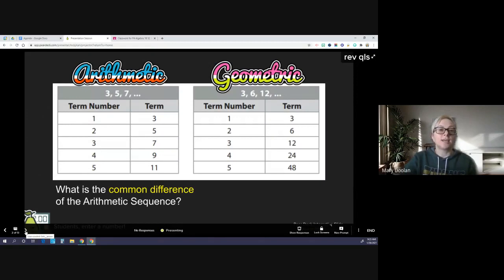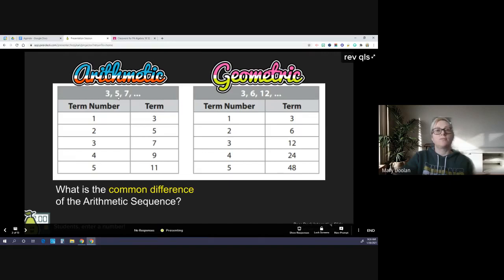This is your first interactive slide, okay? And it's just a little bit of review. So right here on the left, we have a table of values with term numbers 1 through 5, and then we have the terms 3, 5, 7, 9, and 11. And so if I take these term numbers, they're actually an arithmetic sequence. Okay, so this is some review here, 3, 5, 7. And we learned what the common difference is. You can find it in an arithmetic sequence. So I want you to type what you think the common difference is of the arithmetic sequence here.